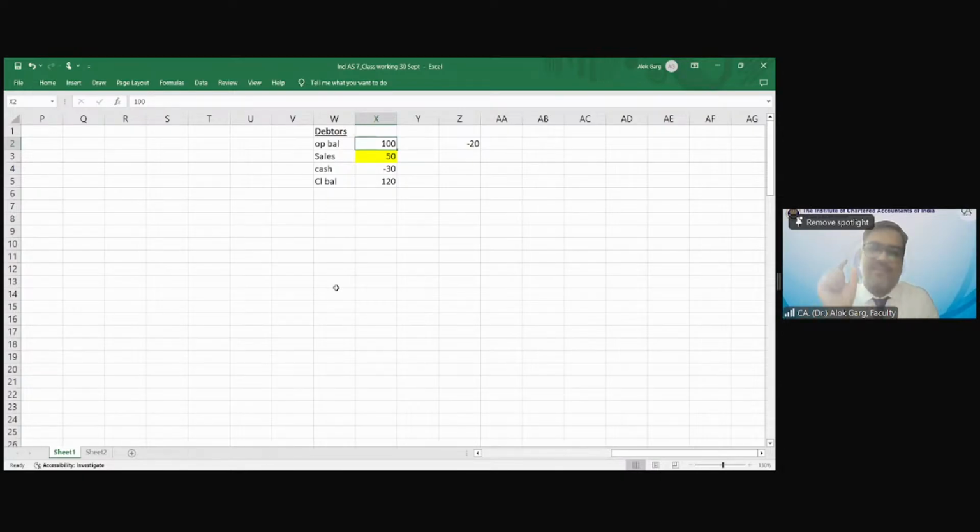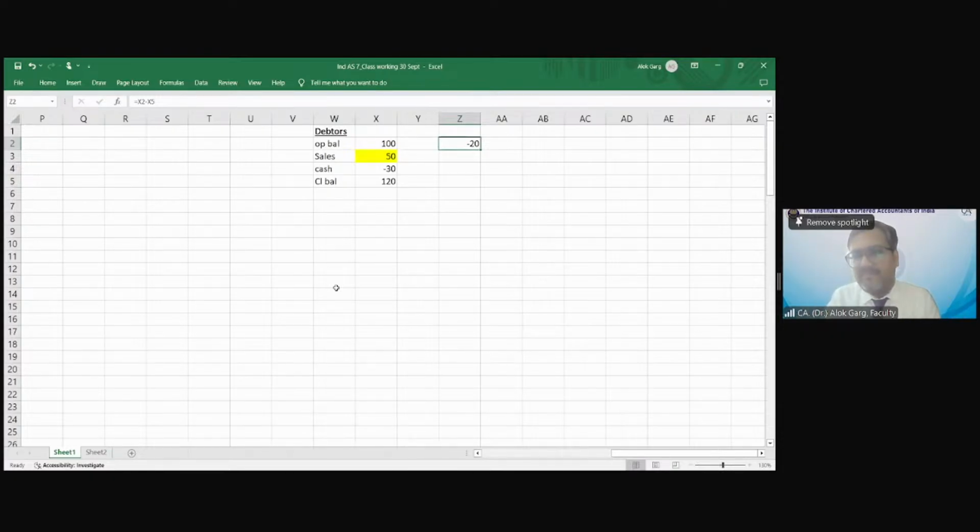So don't you think this 20 rupee adjustment is required for arriving at the right cash? And how will you arrive at this 20 rupee adjustment? Your opening balance of debtor minus closing balance of debtor, 20 rupees. So this is your debtor adjustment. This is your working capital adjustment, current asset adjustments. So when your current assets are increasing, it means your cash flow is decreasing.